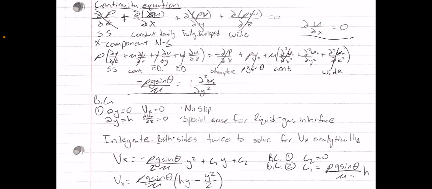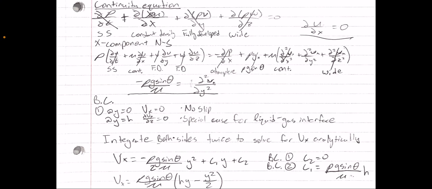We have 2 boundary conditions. At y equals 0 the velocity is 0, so at the bottom of the creek there's no velocity because of no slip. And then at the top of the creek, there's a max velocity, and so the velocity is not changing in terms of y. This is a special case for a liquid-gas interface since the water is so much more dense than the air. And so again, we're going to do the same process to find a velocity profile, integrating twice, applying boundary conditions to get that velocity profile.